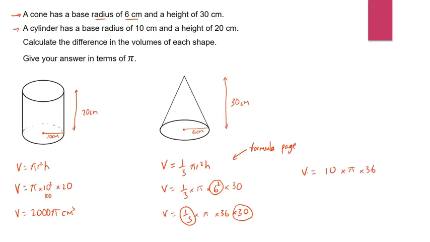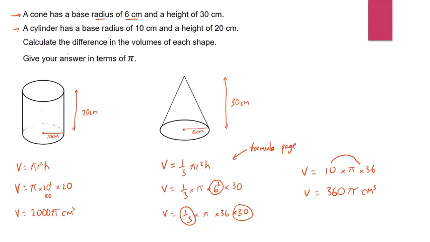So it means that I'm only working out 10 times pi times 36. So I managed to break the problem down. And now I can multiply 10 by 36, which gives me 360. So it's 360 times pi. So in this case, we say it's 360 pi centimeters cubed for the volume of the cone.